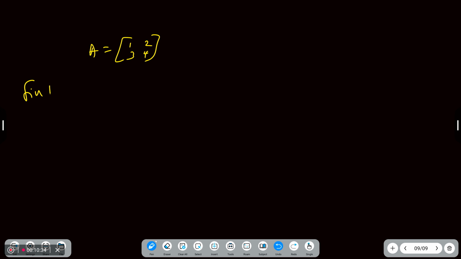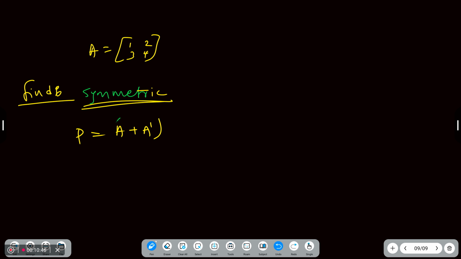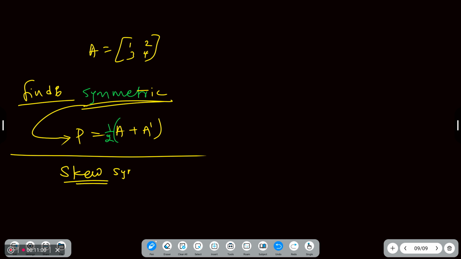Now they will ask to find a symmetric matrix. So how will you find the symmetric matrix? The formula is P is equal to half into A plus A transpose. So P is the symmetric matrix. This is the formula to find a symmetric matrix. Like that, for skew symmetric, very important, you have to subtract and multiply by half. Then Q is equal to half into A minus A dash. This is the skew symmetric matrix.